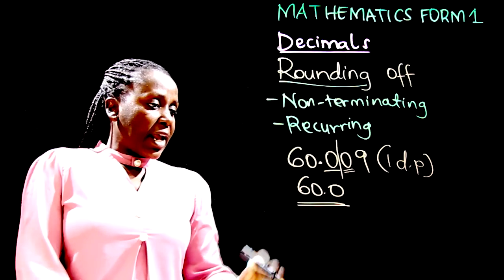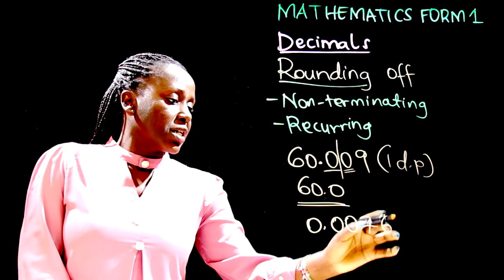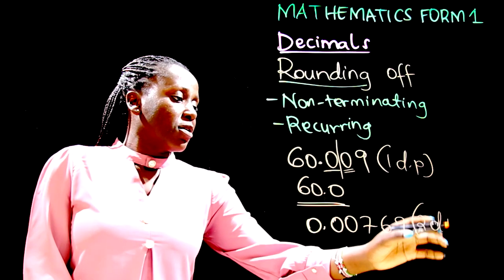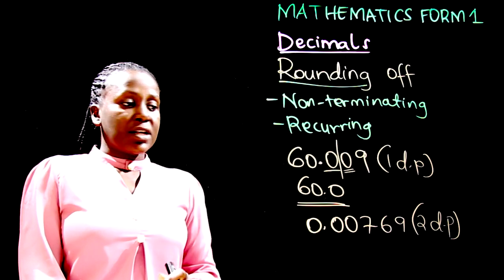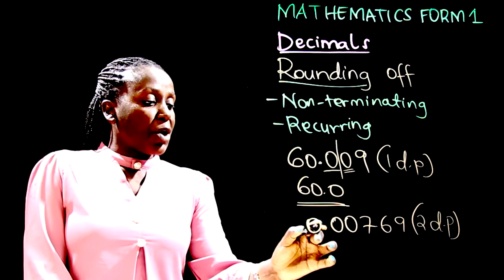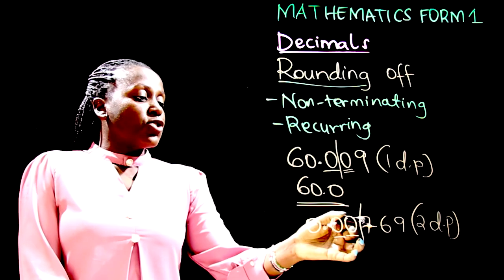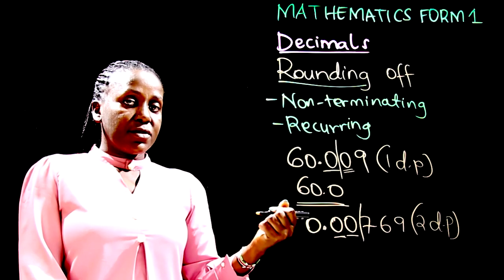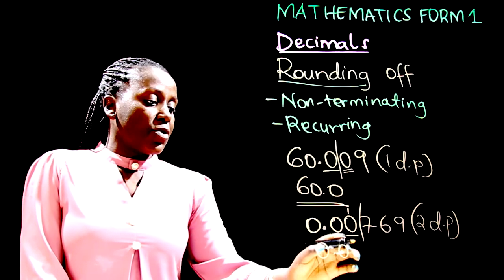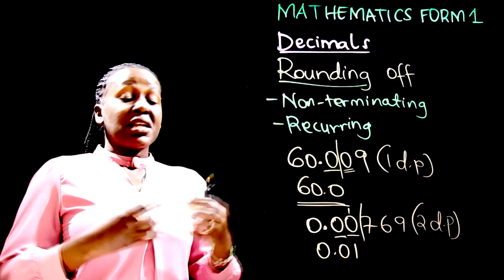Now what if you have a number like 0.00769, and then you write this correct to 2 decimal places. Okay, 2 decimal places. So when counting, the zeros must be counted. So after the decimal point, the first place is this one. So 1, 2. Then you slash there. So looking at 7, it is greater than 5. So you round it up. So we add 1 here. So the answer will be 0.01.